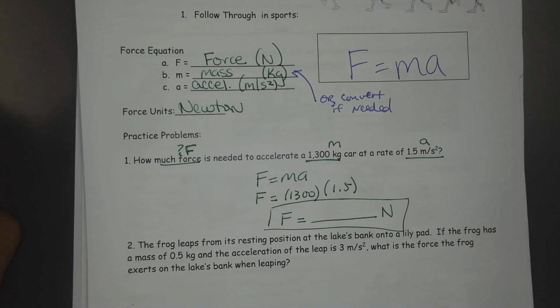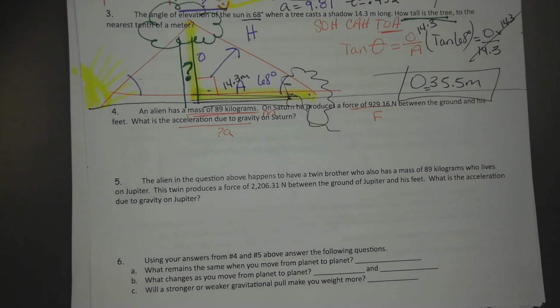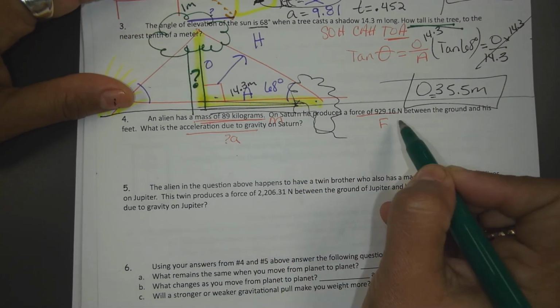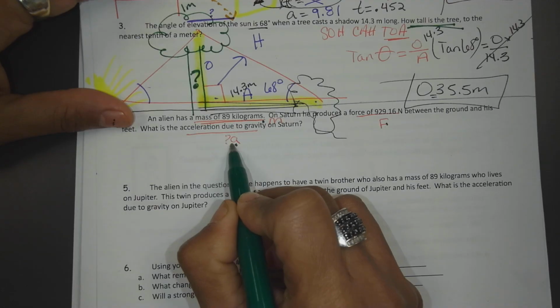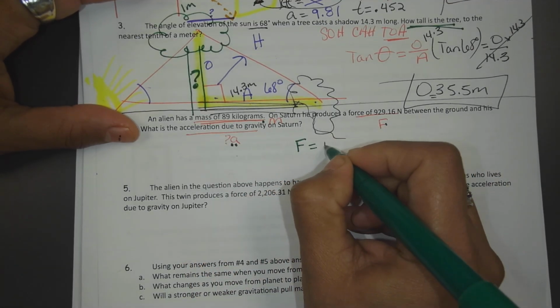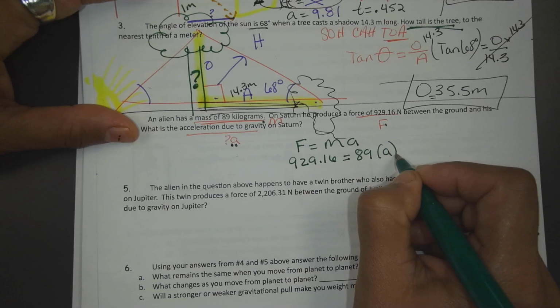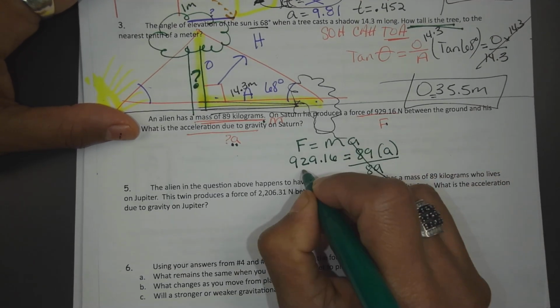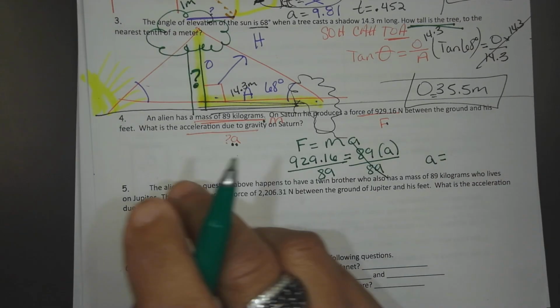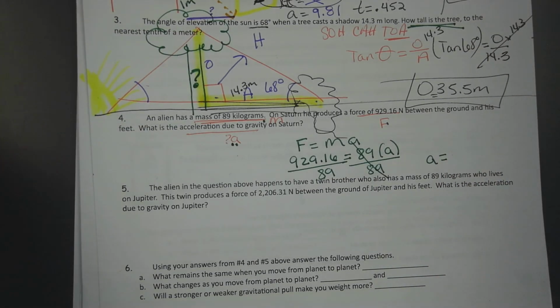I'm going to go back to our homework. Let's look at question number 4. They gave me the force, they gave me the mass, and I'm looking for the acceleration on Saturn. F equals ma, or 929.16 equals 89 times a. Divide by 89, cancel, divide by 89. The acceleration of this alien on Saturn is going to have an SI unit of meters per second squared because it's acceleration.